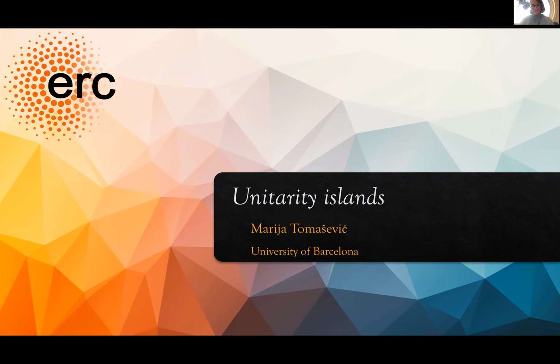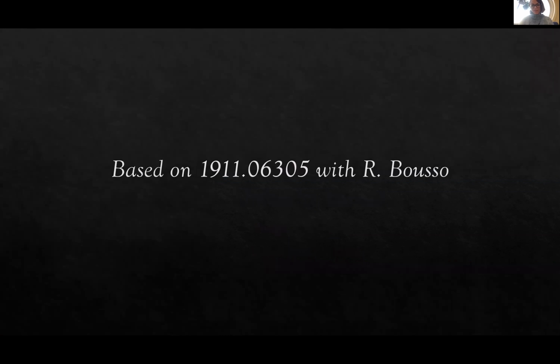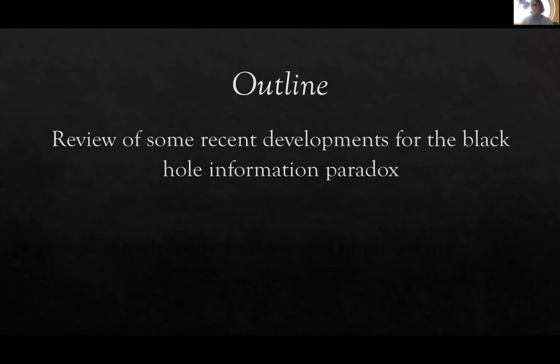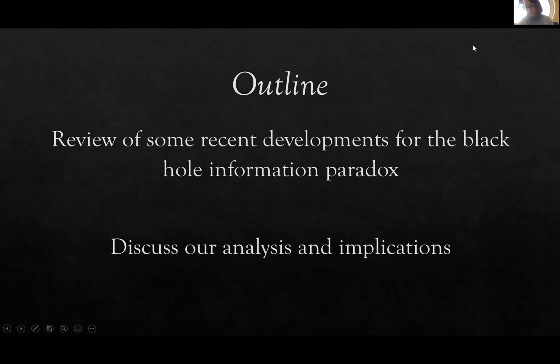Yeah, as you said, this talk is going to be based on this paper, which I did with Rafael. Here in this talk, I'm going to first review some of the recent developments necessary for the black hole information paradox. And then I'm going to discuss the analysis that Rafael and I did and the implications of our paper for these developments. However, before I start, I would like to introduce some necessary tools that we will be using throughout the talk.